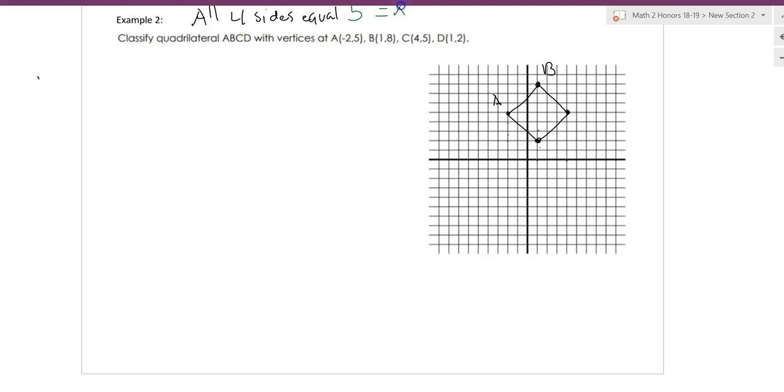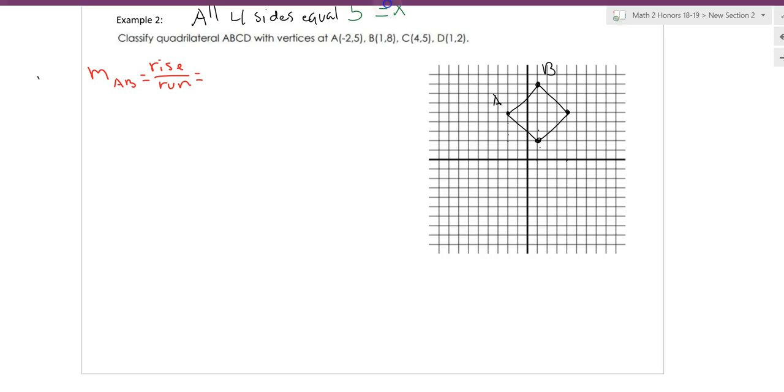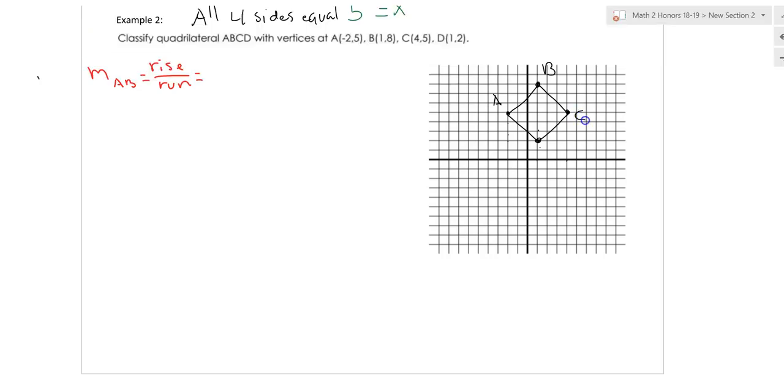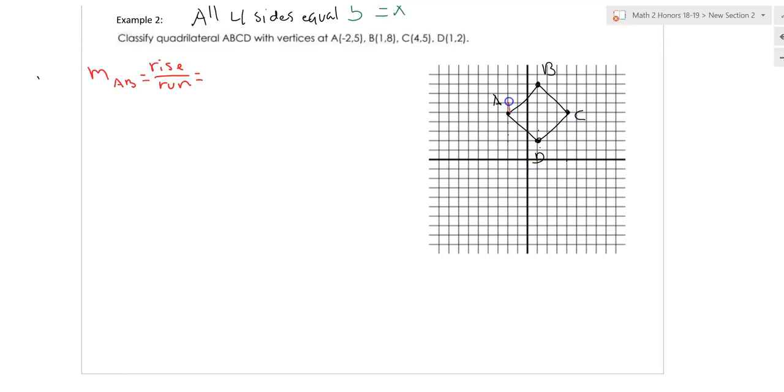So our first step is to find our slope of all of our lines. So I'm going to start with the slope of AB. Again, that's rise over run. Oh wait, never. This is C, this is D. Okay, so from A to B, rise over run. So I'm at up 3, right 3. Both of those are positive. Equal sign, which is 1.